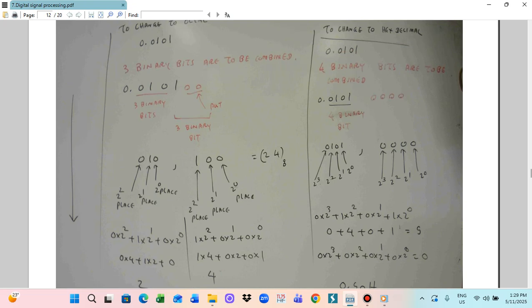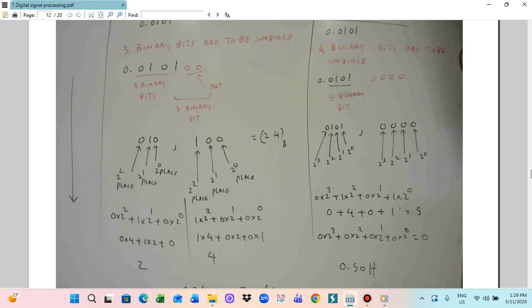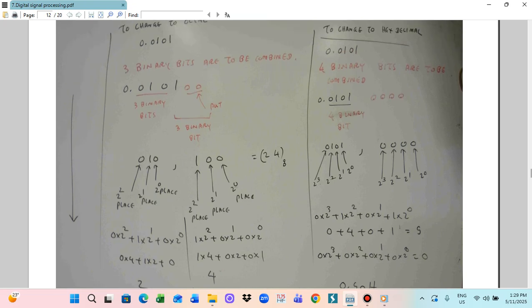For the hexadecimal equivalent, you combine 4 digits. Okay. Another one is hexadecimal. Now, to change to hexadecimal.